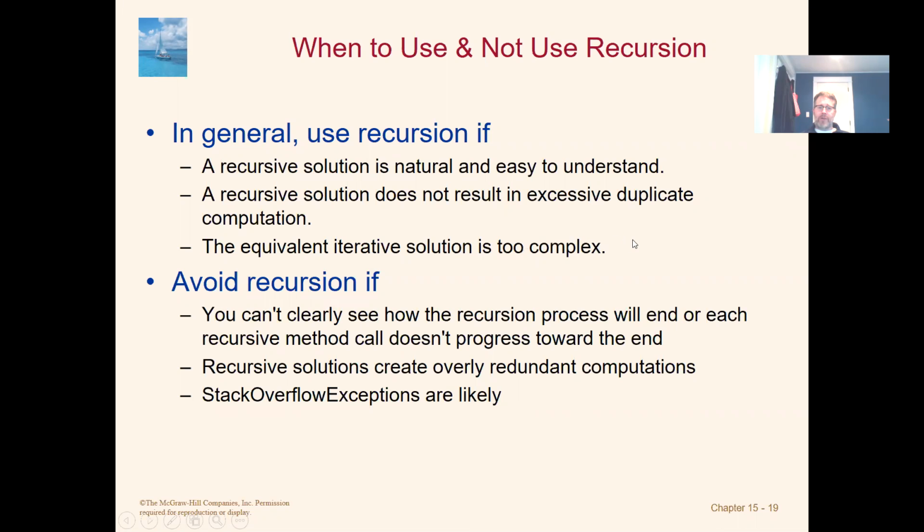Or you might use recursion if the equivalent iterative solution is too complex, right? So if you've got all of those things, yeah, you have a compelling case to use recursion, right? Directory display, that's a good one. On the other hand, factorial, right? Recursive solution, sure, it's natural and easy to understand, doesn't result in excessive duplication, but the equivalent iterative solution, a simple loop to calculate factorials, is not complex at all. So you don't have a compelling case to use it.